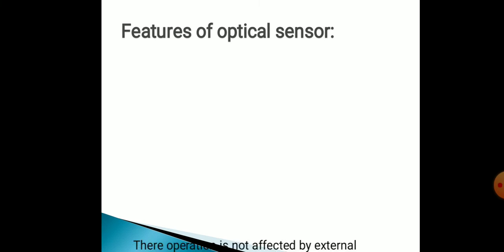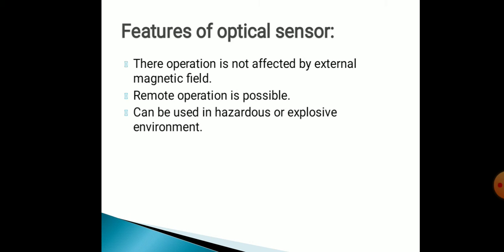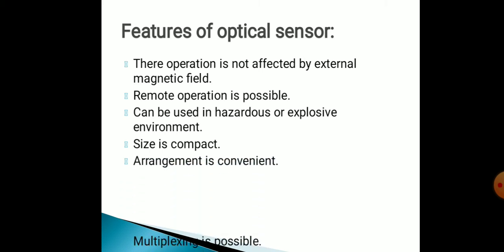Features of optical sensors. The operation is not affected by an external magnetic field. Remote operation is possible. They can be used in hazardous or explosive environments. Size is compact. Arrangement is convenient. Multiplexing is possible. Limitations. Interference of external light may cause malfunctioning.